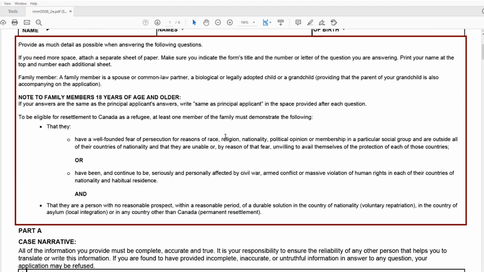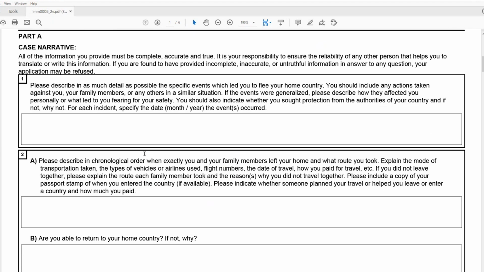The next section on the form should not be skipped over. You will need to make sure that you read the information that's on the form as well so you understand it. So here, it's explaining that you need to provide as much detail as possible when answering any of the questions. Scrolling down to Part A. This is where you're going to fill in information about the refugee claim that the person is making.